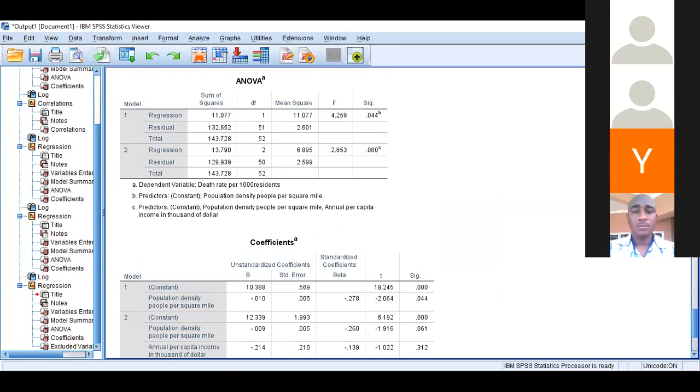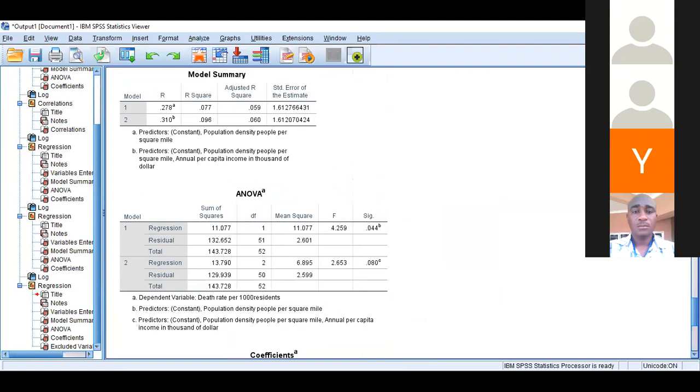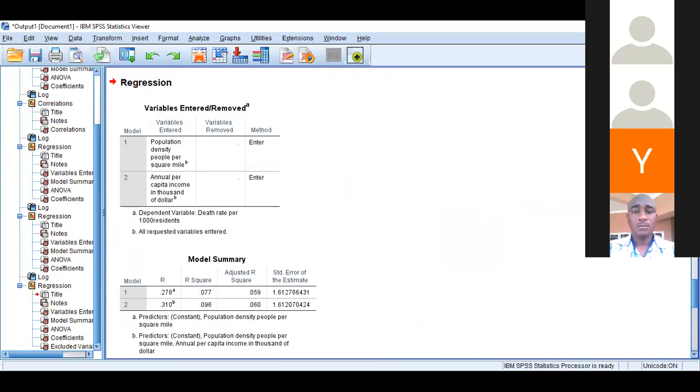Can you see the results, or should I reshare? Okay, we can see it. Under the model, if you look at the first table that usually comes out, you see that in the model you are putting two things: population density, then annual per capita income. The dependent variable is outside because the independent variables are what you are using to build the model. The outcome variable is usually outside the model. That's what you are building the model for.